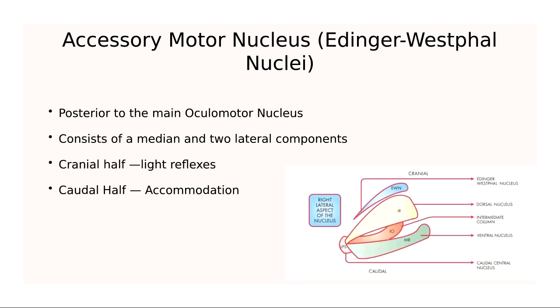The Edinger-Westphal nucleus is posterior to the main oculomotor nucleus and it consists of a median and 2 lateral components. The cranial half is responsible for the light reflexes, whereas the caudal half would be responsible for accommodation.